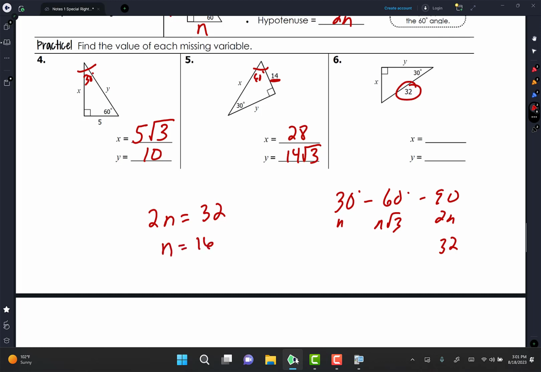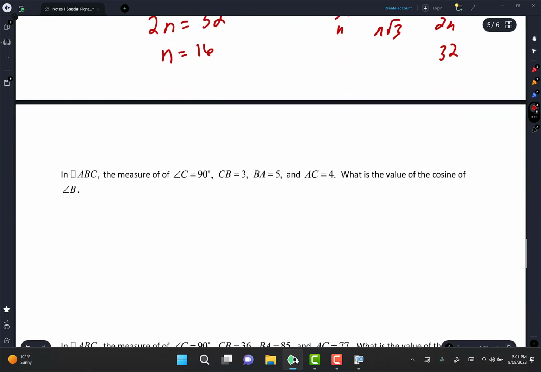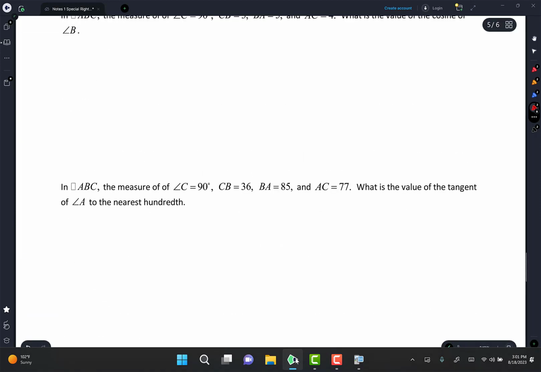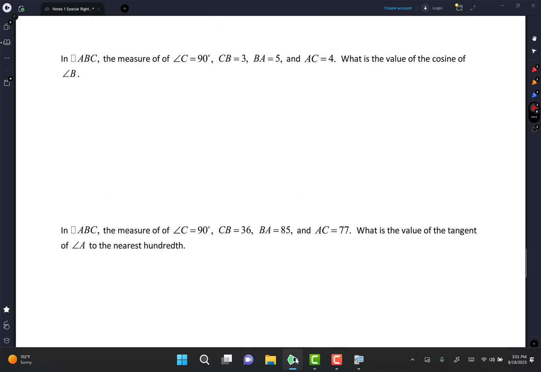Which one's the small leg, x or y? X, 16. And then the long leg, the y, must be, there you go. Good job. How do we feel, guys? All right, don't worry. We got a few questions, but they're pretty simple. So let's go to the next page.